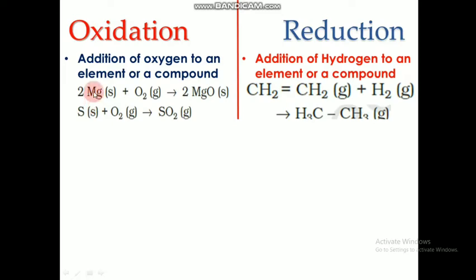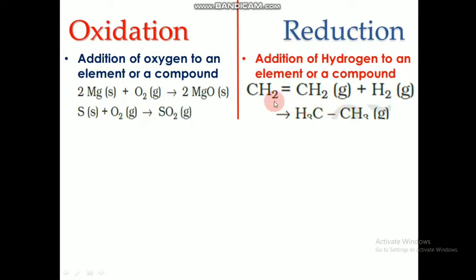So here Mg, or magnesium, plus oxygen gives MgO. Here with magnesium we are adding the oxygen, so we get MgO. As we are adding oxygen to an element, we can tell this is an oxidation reaction. Even in this case, the same reaction. With sulfur, we are adding oxygen. So sulfur plus oxygen gives sulfur dioxide. So there also addition of oxygen happens, so we can tell that's an oxidation reaction.